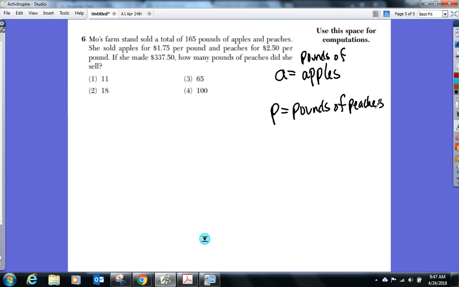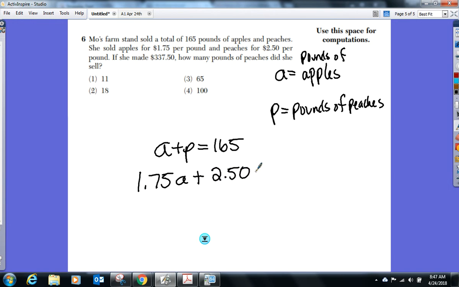Perfect. Hannah, right off the bat, how many total pounds did she sell? Can I write an equation now with A and P that says total she sold 165? A plus P equals 165. Yep. Everyone okay where that came from? Now let's put the money with it. How much for a pound of apples? $1.75 for a pound of apples. And how much for a pound of peaches? $2.50. And what's the total amount of money she made?